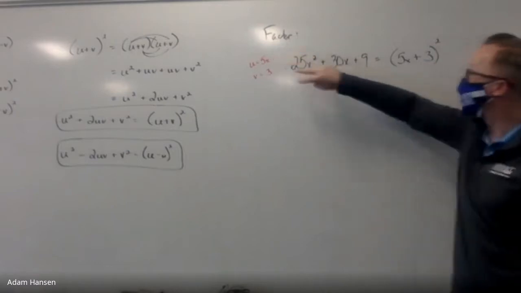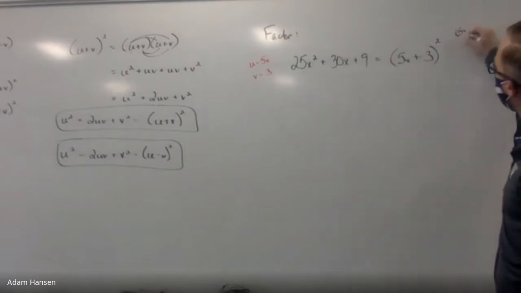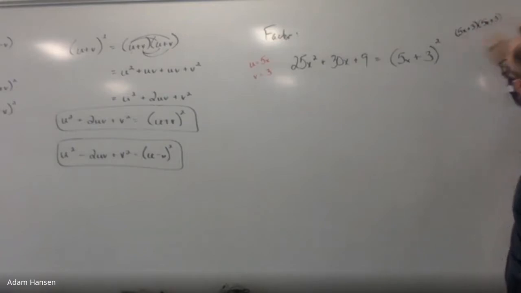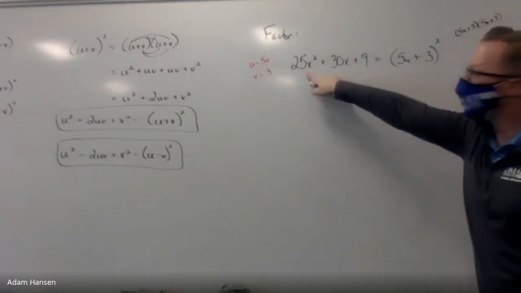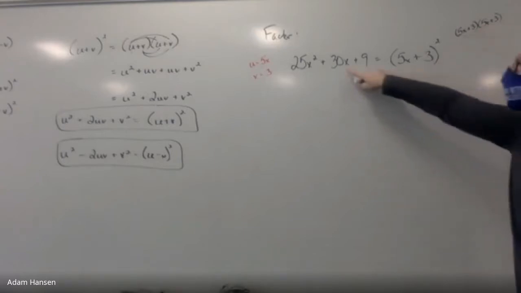Yeah. If I expanded this back out, write it back down again. 5x plus 3 times 5x plus 3. 5x times 5x makes the 25x squared, obviously. 3 times 5x is 15x. But I also have 3 times 5x again. I'm multiplying these two together. So I have 15x twice to make the 30x.